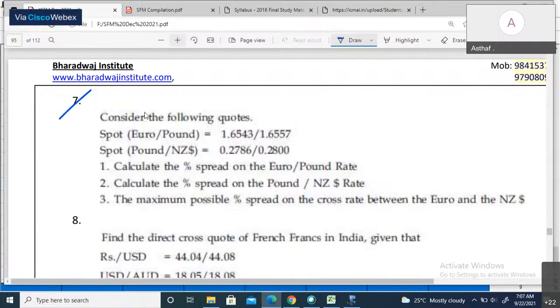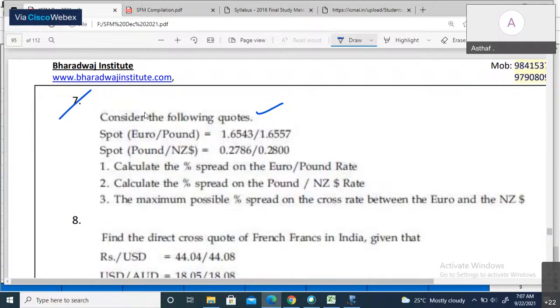So let us go with one cross multiplication, which is very relevant for your exam. Consider the following thought. Spot rate, euro and pound is given. So we know everything technically. This is the bid rate, this is the ask rate. Then pound and New Zealand dollar is also given, 0.27, 0.2.